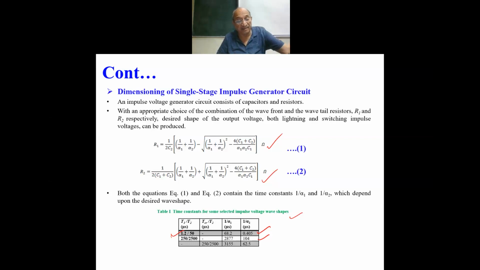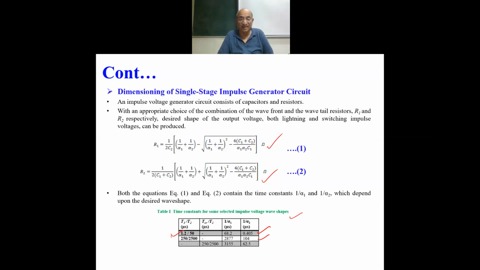So these are the time constant values 1 by alpha 1 and 1 by alpha 2 worked out for the different wave shapes. If you put the values of 1 upon alpha 1 and 1 upon alpha 2 in the above equations for R1 and R2, you can work out the values of R1 and R2 for the other components in the network. What are the other components? Nothing but the two capacitances, C1 and C2.